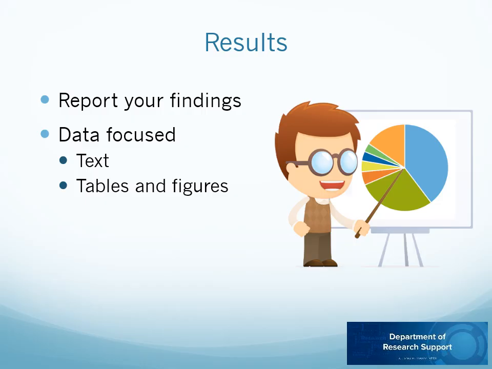For human participants research, this section usually starts with a summary of the demographic characteristics of your study population, so readers can evaluate the merit of subsequent results.